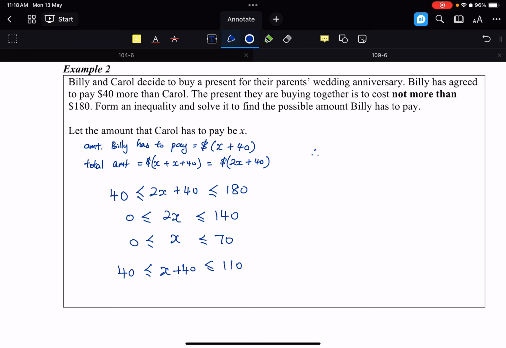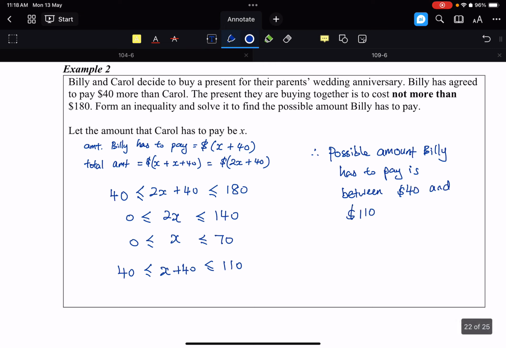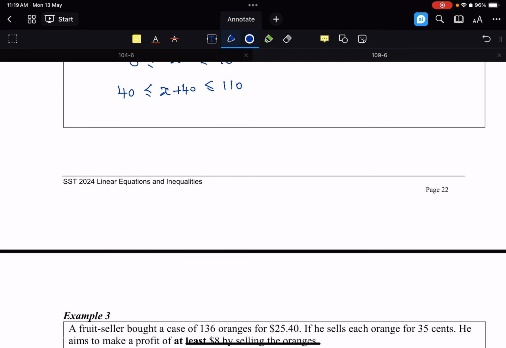Okay, so therefore, the possible amount Billy has to pay is between $40 and $110, and because it can be equal, we need to add the word inclusive, right? So that's the amount. Is there any more example? Yes, let's go. Next example.